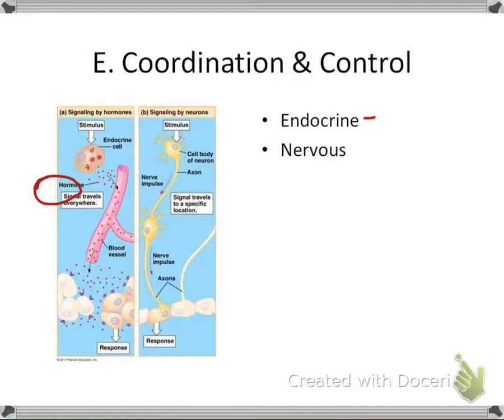They are only going to target specific cells that have receptors for those particular hormones. It's relatively slow working, and the effects are long lasting. The endocrine system is well suited for coordinating the gradual changes affecting the whole body: growth, development, reproduction, metabolism, and digestion.